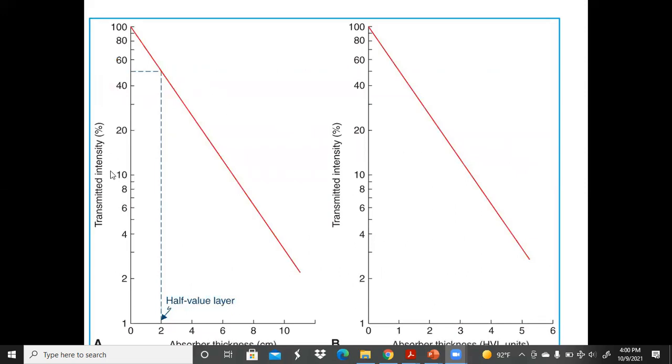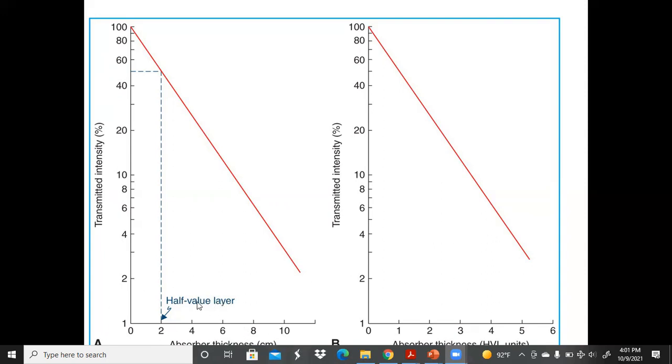So you can see here, you've got a transmitted intensity, you've got the absorbed thickness. So you can see the intensity at the top, starting out with 100, and then you're looking here at wherever it intercepts 50, whenever you have 50% of the transmitted intensity. At that particular point, whatever thickness the fluence happens to be going through will end up being called the half value layer.